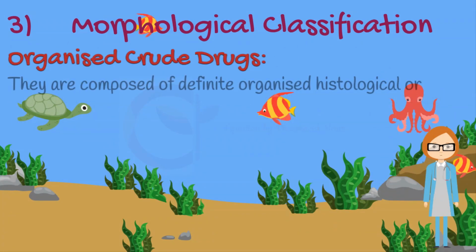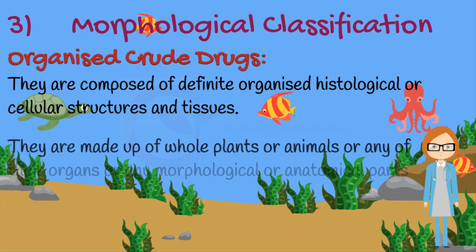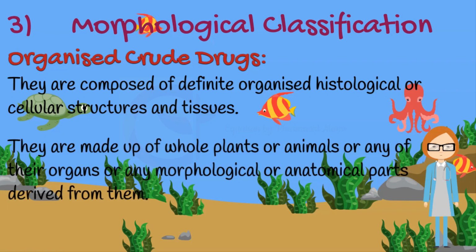First are organized crude drugs, which are composed of definite organized, histological, or cellular structures and tissues. They are, therefore, made up of whole plants, or animals, or any of their organs, or any morphological or anatomical parts derived from them.